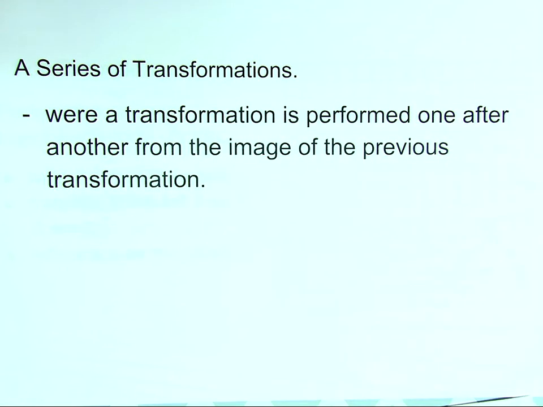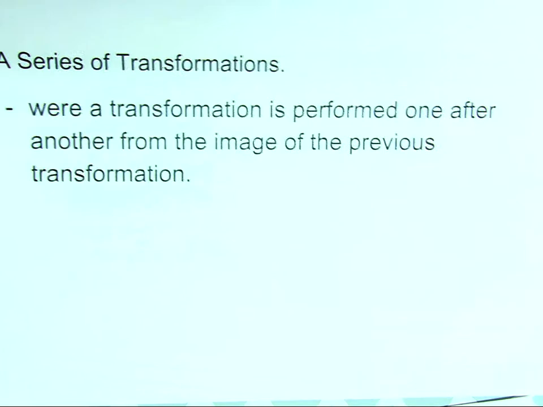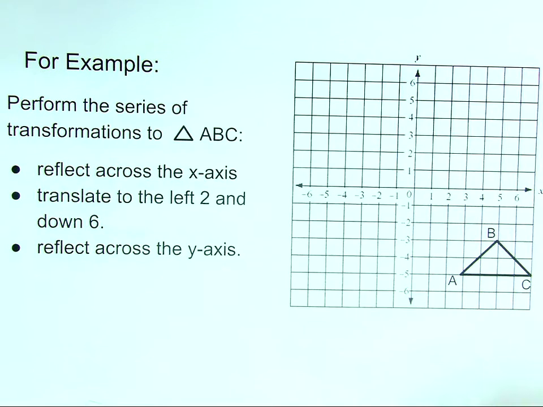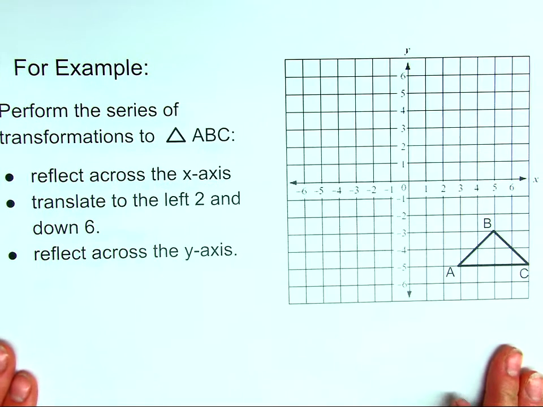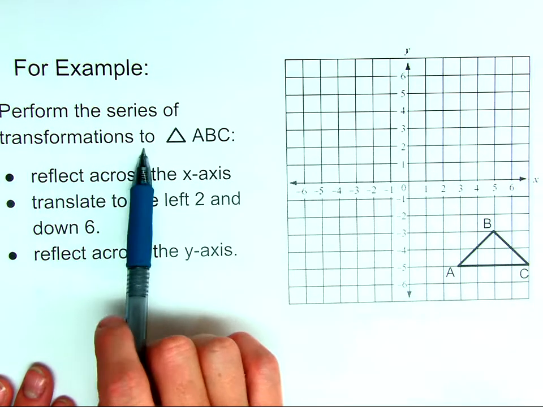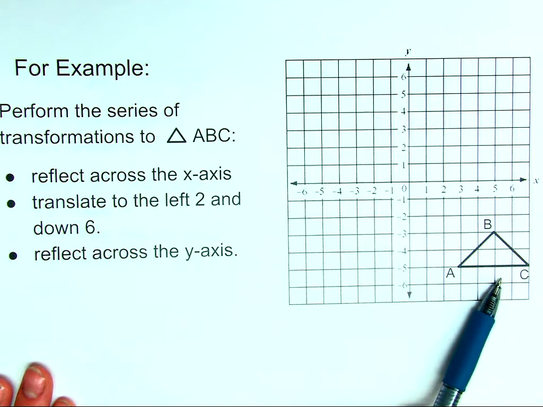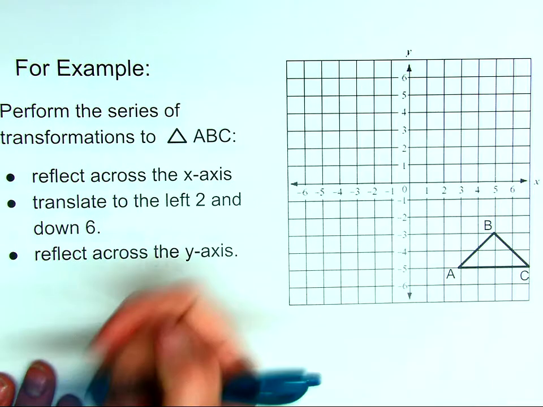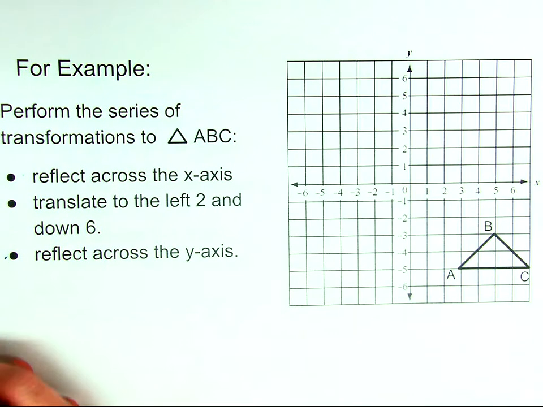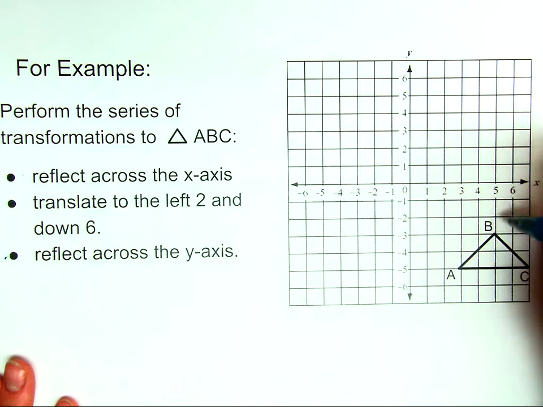Okay, so a series of transformations is performed one after another from the image of previous transformations. So let's look at an example here. Perform the series of transformations to triangle ABC, which is drawn over here on the right. So we have three that we're going to do, and we do them in order. So first I need to reflect across the x-axis.